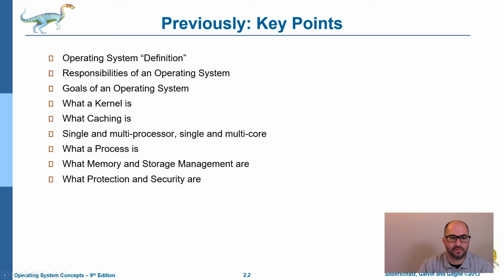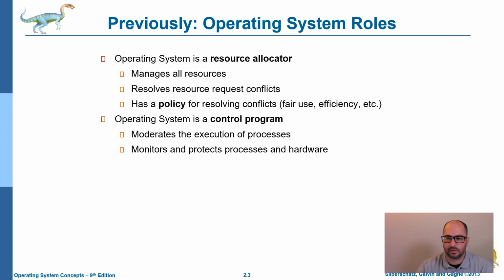What we should remember from the previous lecture are the following bullet points. What the definition of an operating system was, though it wasn't as concise or as consistent as we would like. What the responsibilities of an operating system are, what their goals may be, what a kernel is, what caching is, the difference between single and multiprocessor, single and multi-core processors, what a process is versus a program, what memory and storage management are, and what protection and security are. We covered the roles of an operating system as a resource allocator and as a control program.